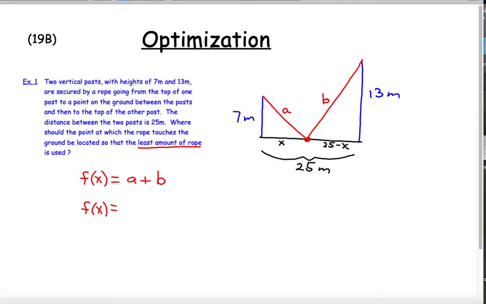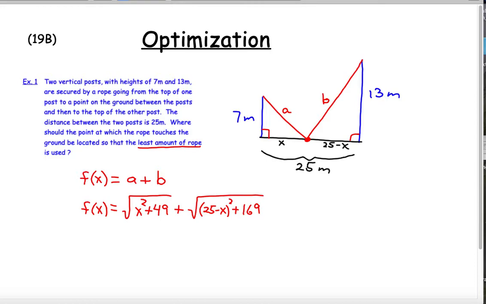So a in terms of x, well, if we use the Pythagorean theorem, a is going to be the square root of x squared plus 49. And for b, once again we'll use the Pythagorean theorem, and b is going to be the square root of the quantity 25 minus x squared plus 13 squared. All right, so now we have a function which represents the amount of rope. So that's the next step, is to make sure you can come up with that function and do it in terms of a single variable.